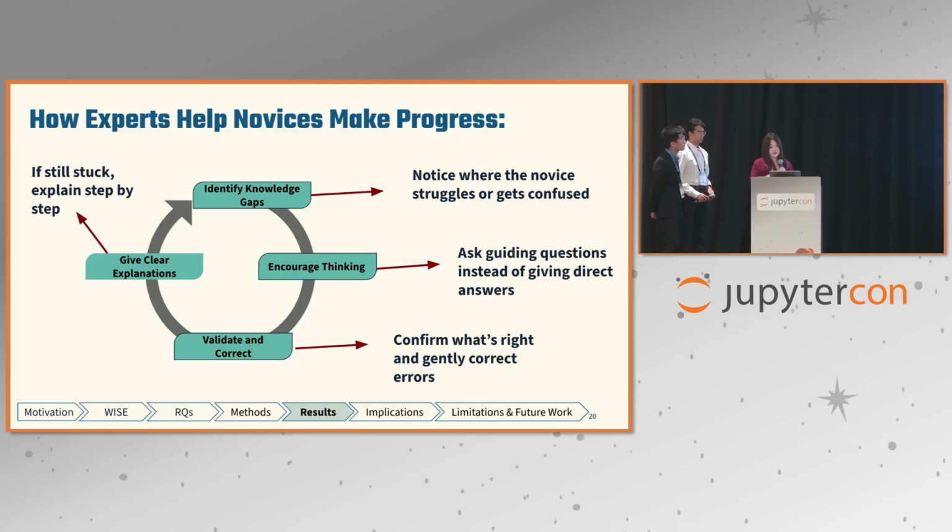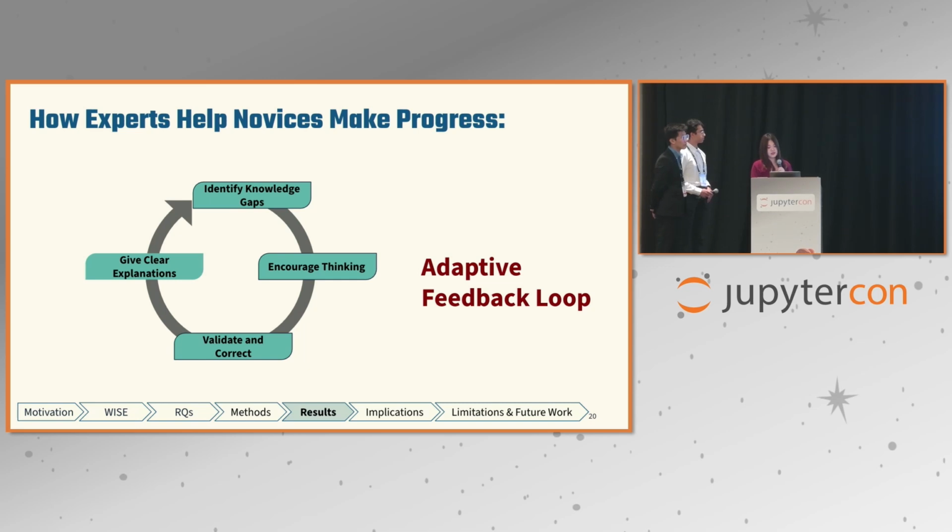Finally, after this process, if the novice is still stuck and not making any progress, the expert will walk through the solution with a lot of explanations and details step by step. What is really interesting here is that this is an adaptive feedback loop. As the novice makes progress or runs into new challenges, experts keep adjusting the amount of help and the type of support based on how the novice responded in the last subtask they've been working on together.